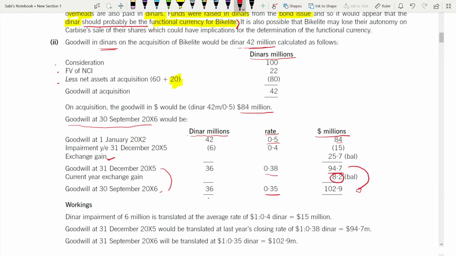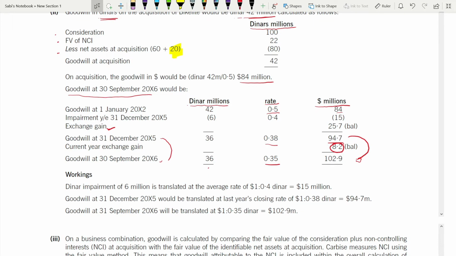This 8.2. So first you have to calculate opening and closing. The difference, the balance, will be your gain or a loss. If the closing balance is more than the opening balance, it's a gain. Like in this case, goodwill increased, right? You will be more happy if the goodwill is higher at the year end, if it increases. So it's a gain. Therefore, exchange gain is there.